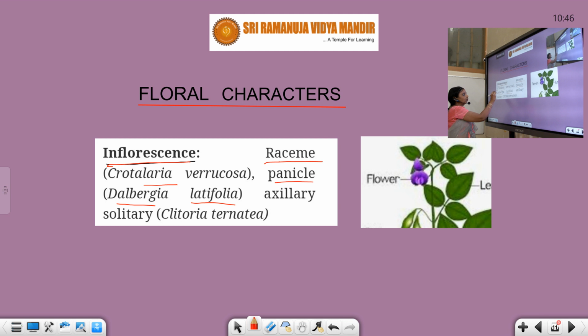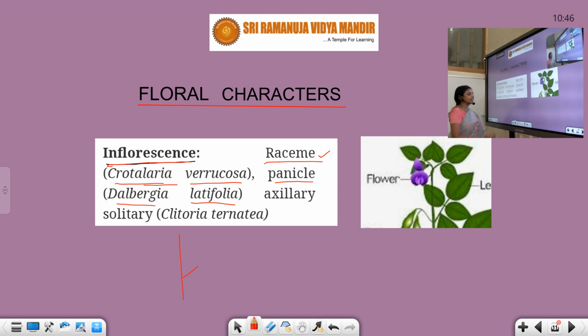In raceme inflorescence, it belongs to the racemose type. In racemose inflorescence, the peduncle growth is indefinite. And which type of flower? Bracteate, pedicellate flowers are arranged in acropetal manner.